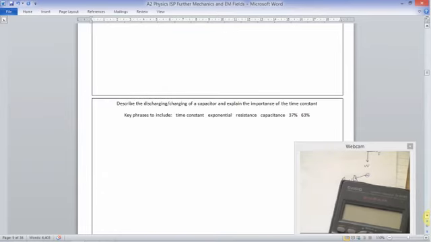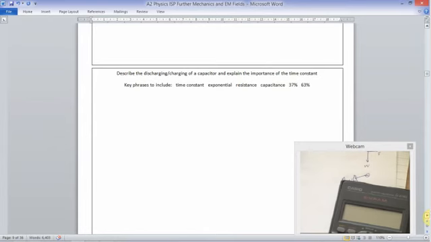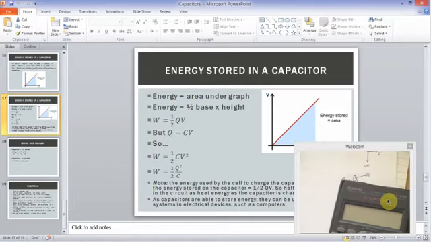Describe the discharging and charging of the capacitor and explain the importance of the time constant. Okay, so remember the idea that it's exponential decay if it's discharging or exponential growth if it's charging. And remember the time constant is equal to the resistance times the capacitance. Okay, and at the time constant it will be at 37% of the original value. Okay, that's the idea. So 63% of it would have gone, while 37% of the original value is where it's now at. Okay, so again we've got some nice stuff in the PowerPoint on here. I'll just get to the right slide.